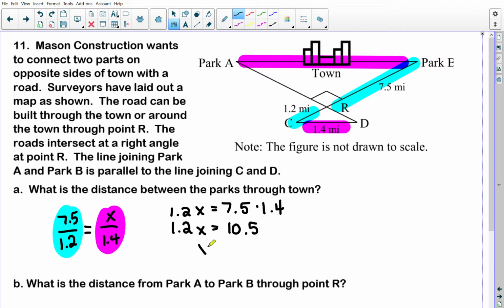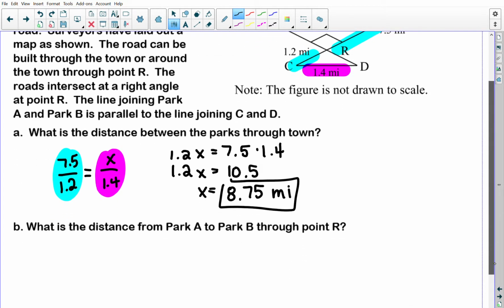And then when I divide by 1.2 on both sides, I get 8.75, and our units are miles. So the distance between the two parks through the town is 8.75 miles.